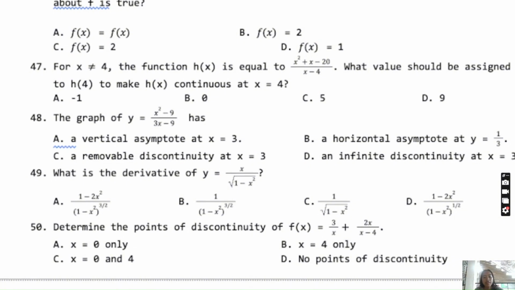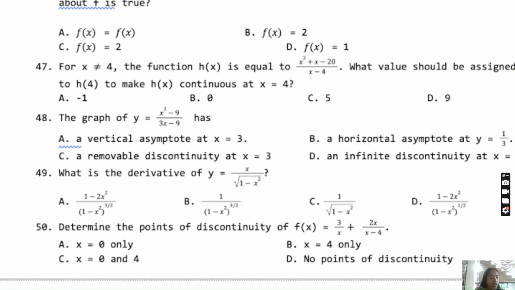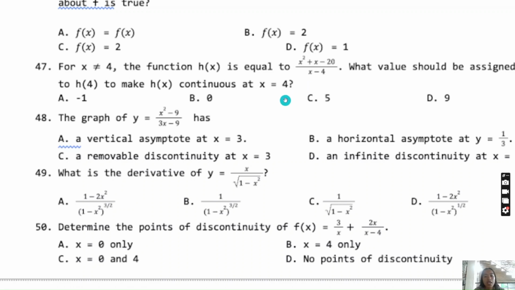So in number 47, the question is: for x not equal to 4, the function h of x is equal to (x squared plus x minus 20) over (x minus 4). What value should be assigned? So the answer in 47 is letter C, which is 5, because for continuity, the limit must equal the function value. And evaluating the limit gives us the value of 5. That is why our answer is letter C.